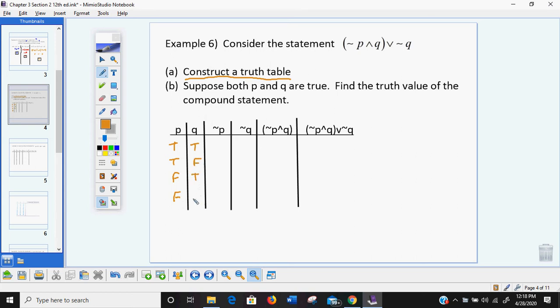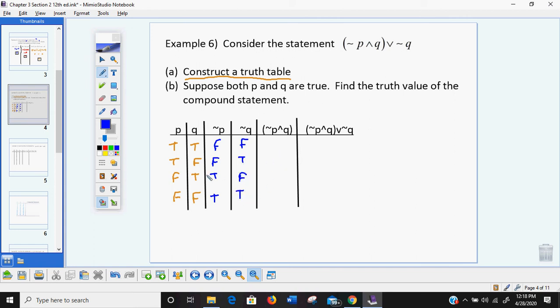Then check and see if you need any nots. Okay. So if I look at this, I need a not P, so I've got that column. I also need a not Q, so I have that column. Not P means you take this and you do the opposite. So if it was true, true, false, false, now we're going to have false, false, true, true. Not Q means the opposite, so I'm going to have false, true, false, true.